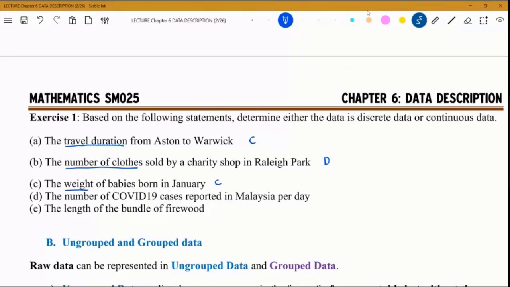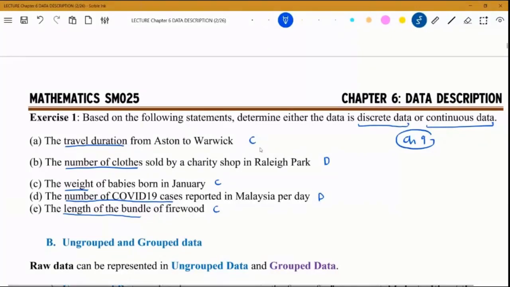Number of COVID cases. Is it continuous or discrete? So this one is discrete. And then the last one, length of bundle firewood. So this one is continuous. Okay, so that's how we identify discrete and continuous. This difference we will see again in chapter 9. Okay, so you need to know the difference between discrete and continuous. But in this chapter, we will only focus on the ungroup and group data so far.